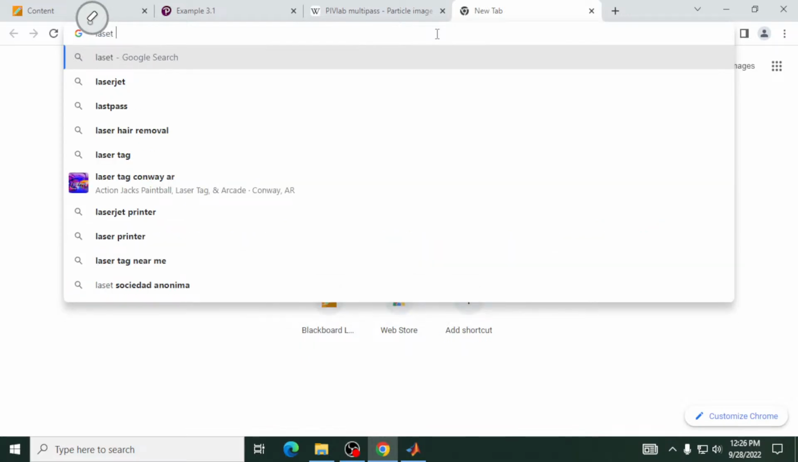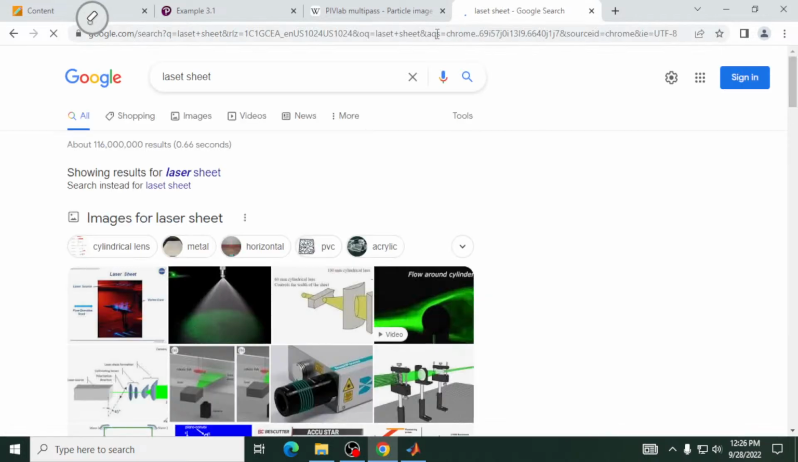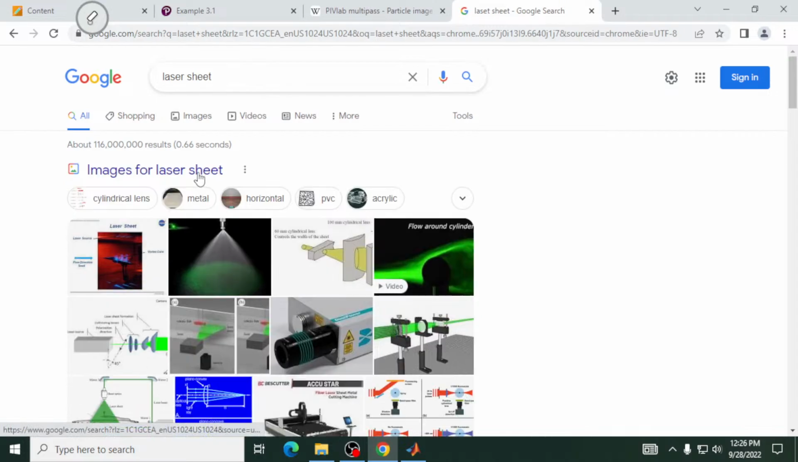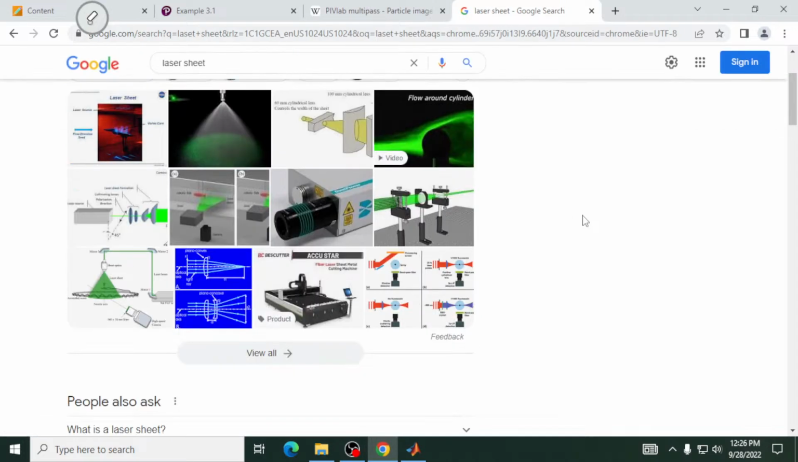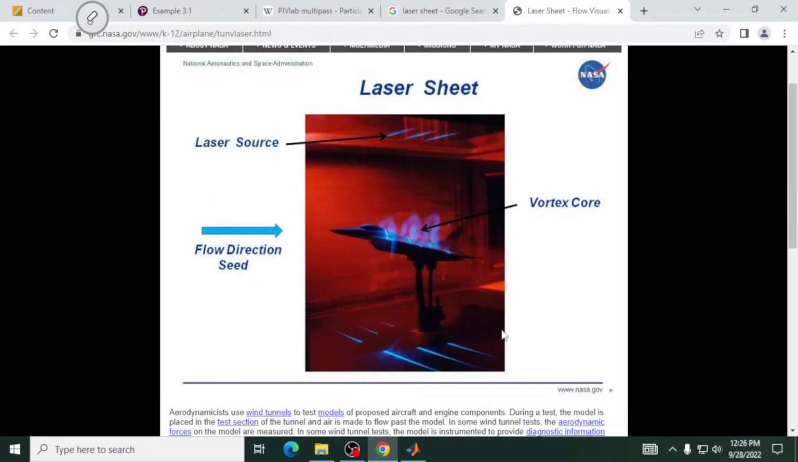Let's see. Laser sheet. I don't know. I misspelled that, didn't I? No, I didn't. Oh, yes, I did. But it knows to do that. Let's see what we get. So that's a good picture right there.